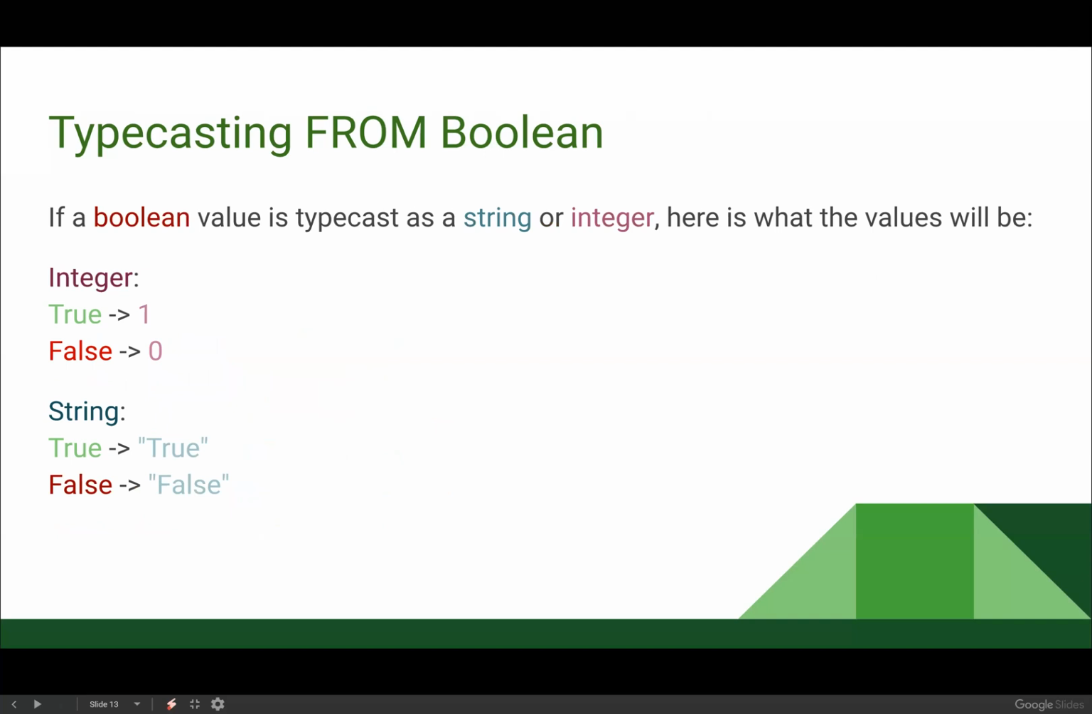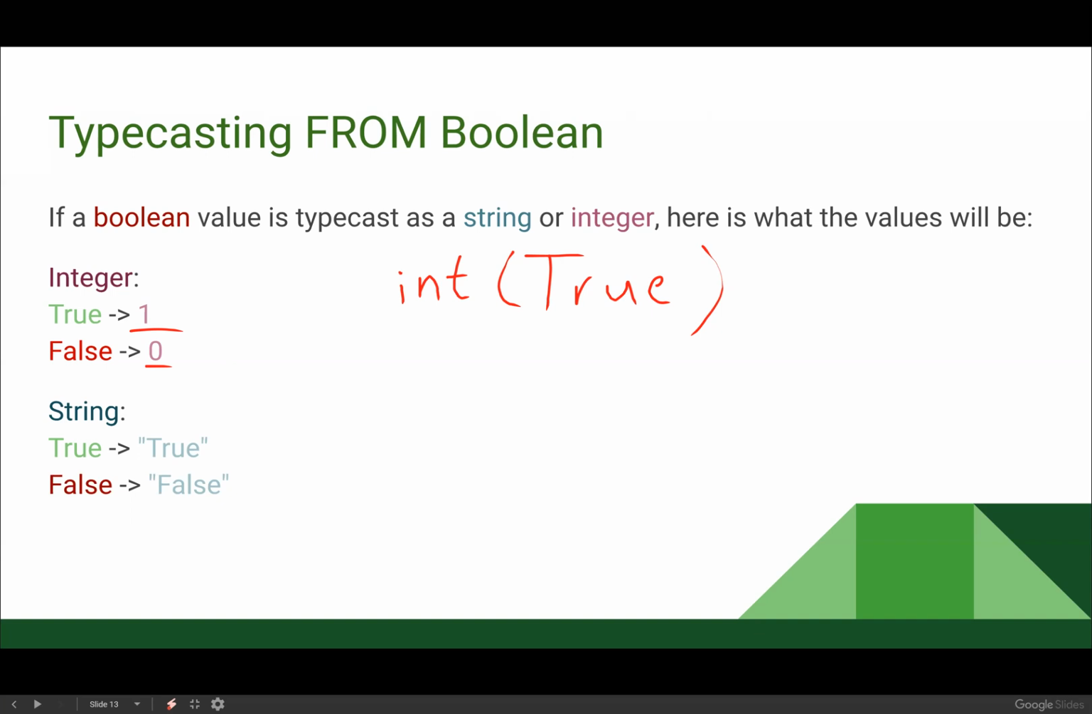If I want to turn a Boolean value, so true or false, into a string or an integer, so if I said int of true, I'm going to always get exactly 1. And if I turn false into an integer, I will get 0. So in opposition to the previous slide, where if I turn any number into a Boolean, I will get true, if I turn true into a number, I will always get the number 1.